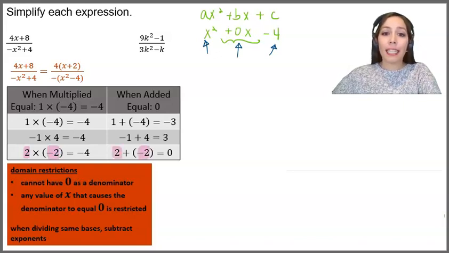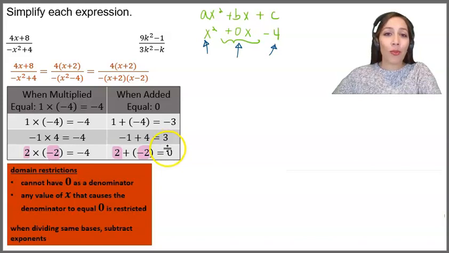Because the leading coefficient on this problem was a 1, we can just go ahead and split that, keeping the negative in front, because we still have that negative 1 in front: -1 times (x + 2) times (x - 2). In the numerator, we have 4 times the quantity x + 2.